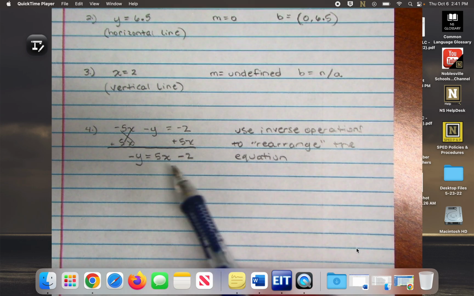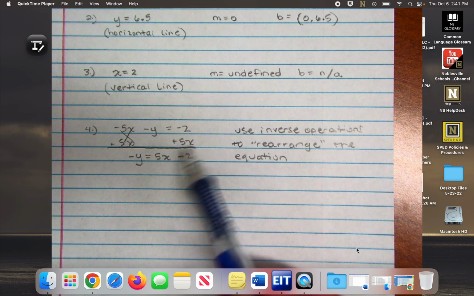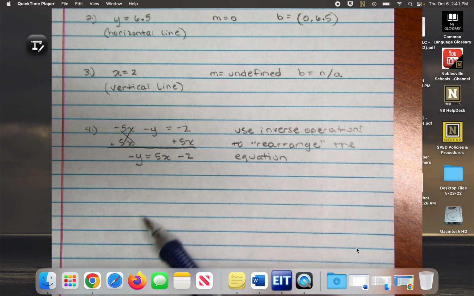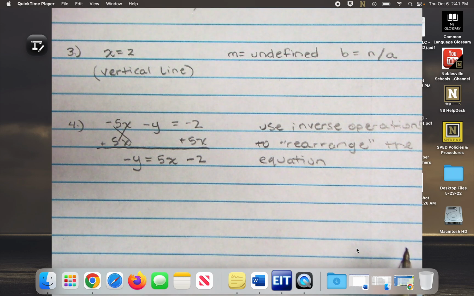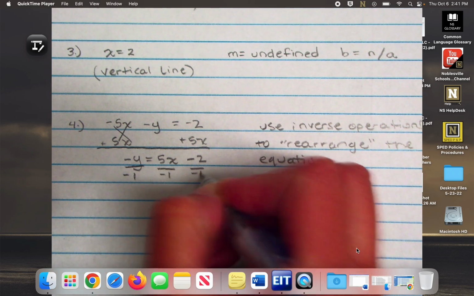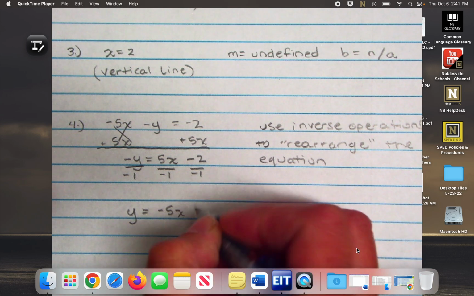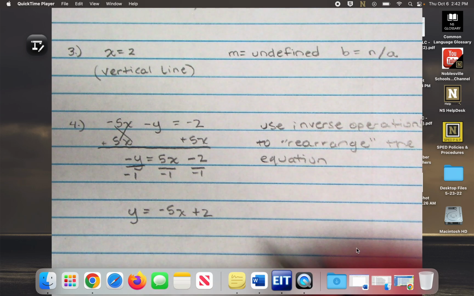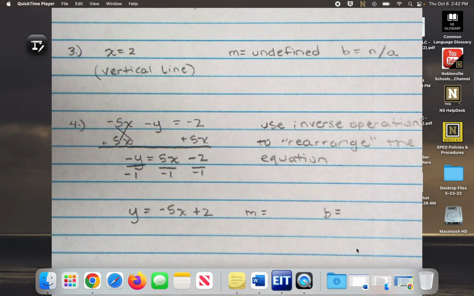Okay, so you're going to put the 5x in front of the negative 2, so it's in the mx plus or minus b form. But if you remember, we cannot have a negative y. Everything gets divided by negative 1. So now I have y equals negative 5x plus 2. And now I can find my slope and my y-intercept.